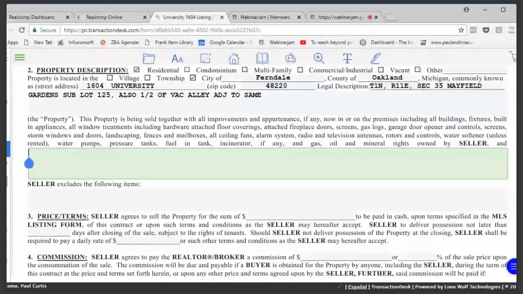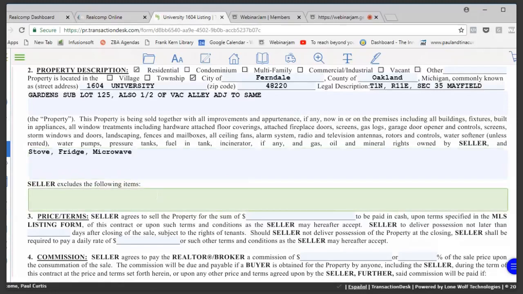And then anything that is not attached, but they're still going to sell with the house, that's where this would go. So say we're going to sell it with the stove, fridge, and the microwave. Now, I'm not going to list everything that is possible, but we'll have those three things. Anything else, of course, you would add.